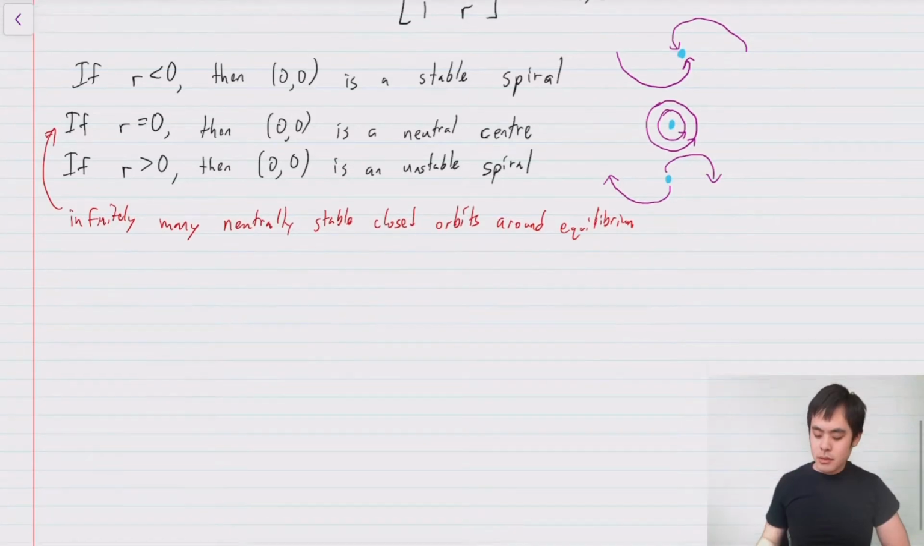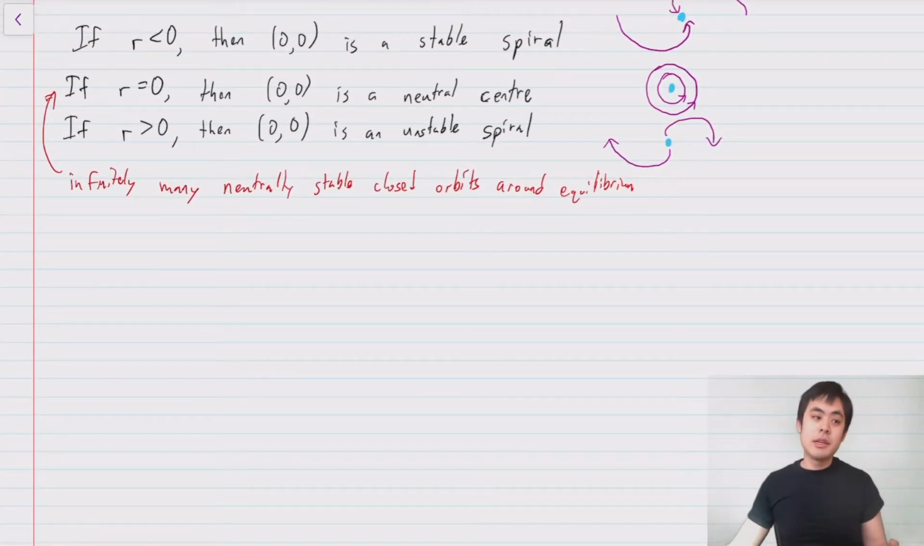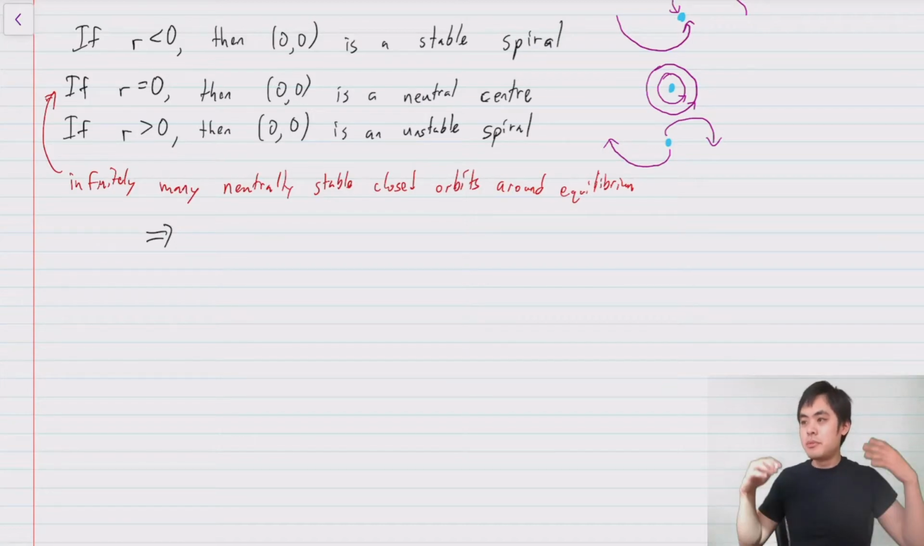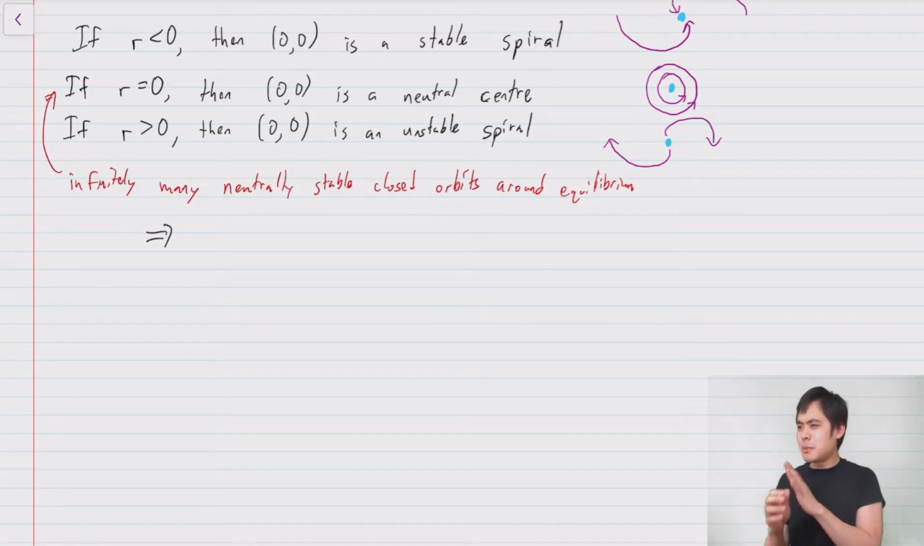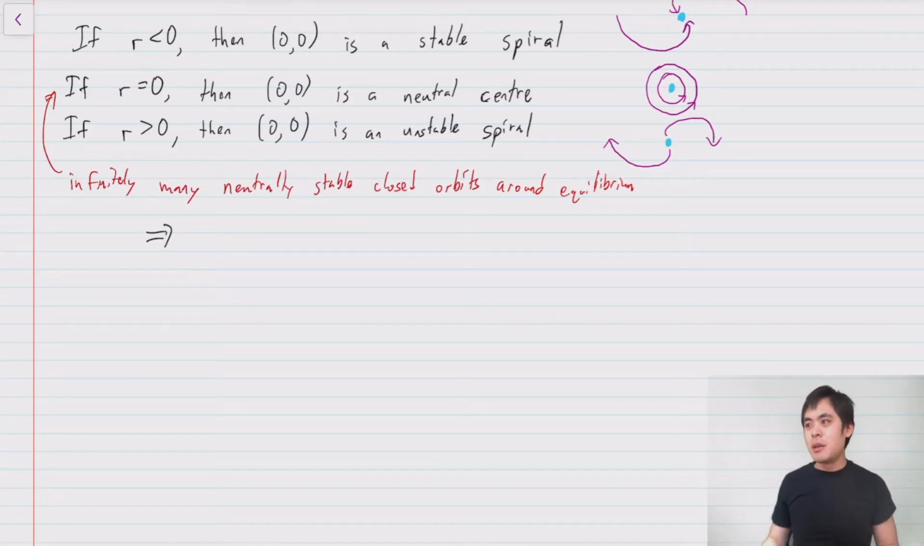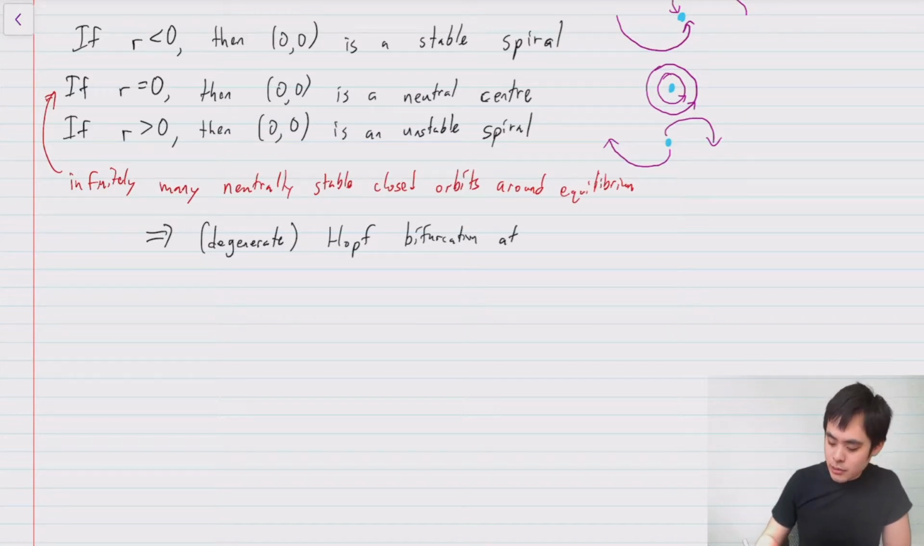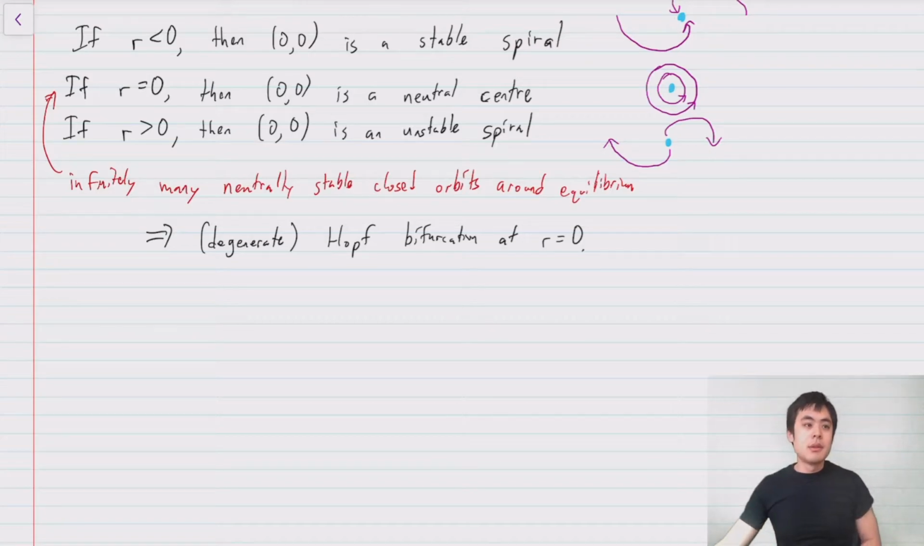And so this is one of the things that can happen. So you'll notice that at r equal to 0, periodic solutions appear. They disappear immediately, which is a little bit weird, but they do appear, and so this is a Hopf bifurcation. I'm actually going to call this a degenerate Hopf bifurcation, because the periodic solutions disappear immediately at r equal to 0. And so this isn't the only behavior that can happen.